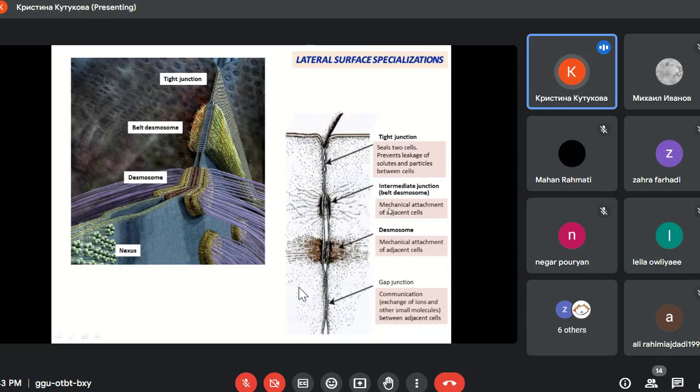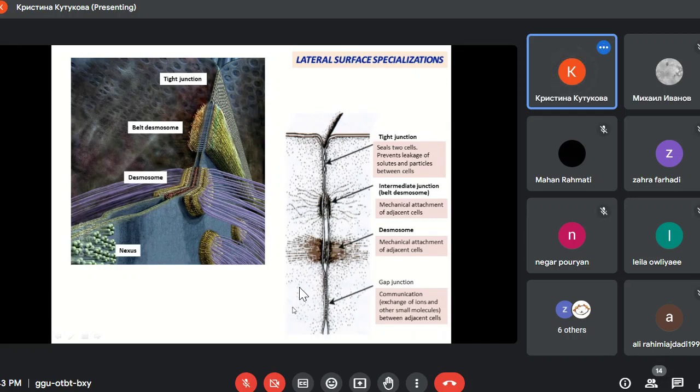Next, belt desmosome. It's for mechanical attachment of adjacent cells. It has microfilaments in its structure, like this. Desmosome is also for mechanical attachment of adjacent cells. It has thicker intermediate filaments in its structure.